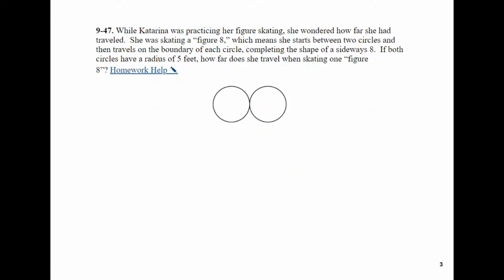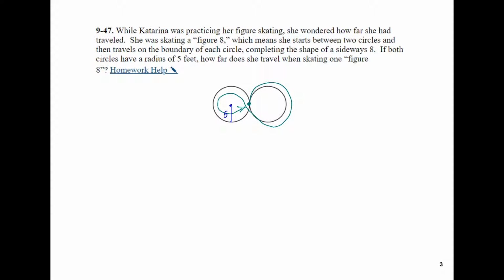Problem 947, while Katrina was practicing her first figure skating, she wondered how far she had traveled. She was skating a figure 8, which means she started between two circles and then traveled the boundary of each circle, completing the shape of a sideways 8. If both circles have the radius of 5 feet, how far does she travel when skating one figure 8?